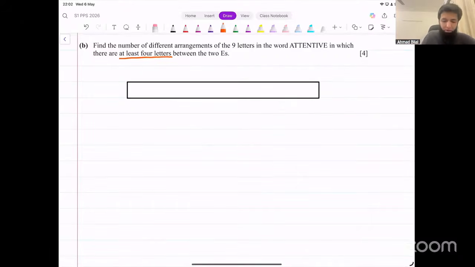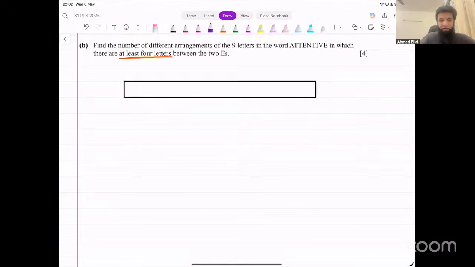Let's consider what could be the possible cases that we get. Now, at least 4 letters means 4, 5, 6, and so on. Let's start with 4 first of all. So what we can do is we can say initially, we have these 9 boxes. We are considering our first case in which there are 4 letters between the two E's. So 2 E's and 4 other letters. How many letters will that become? 6 letters in total. So we can make a big box that has 6 letters in it.